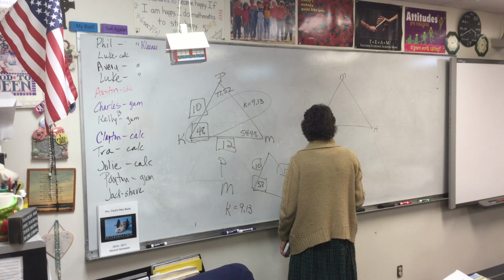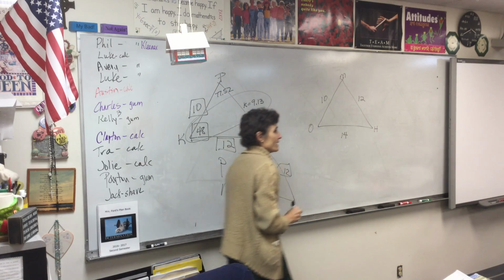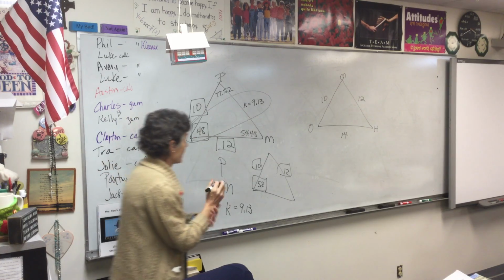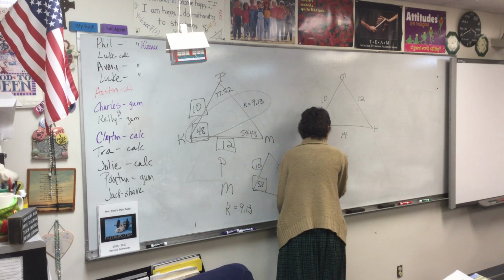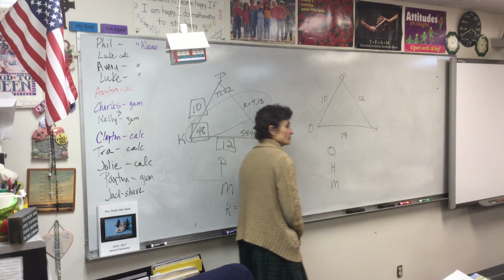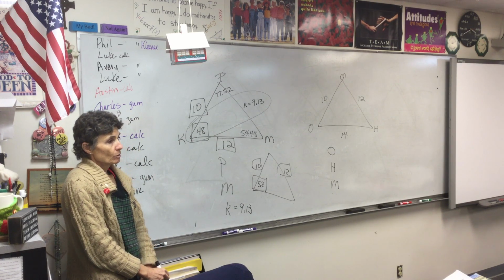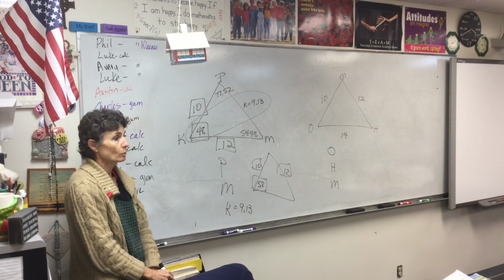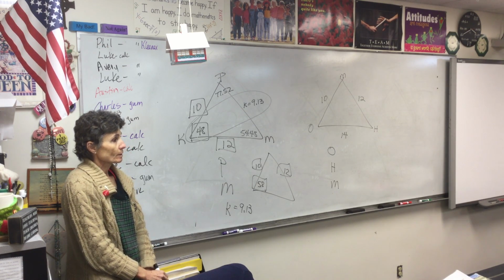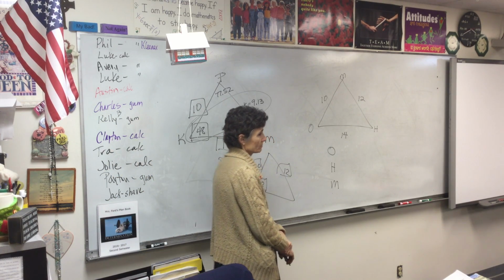All right, so let's try 10, 12, 14. Oh my, this is different. This time, when we know all the sides, we're finding angle O, angle H, and angle M. Your two tools that you have are law of sines and law of cosines. Between the two of those, you will be able to solve every triangle I throw at you.